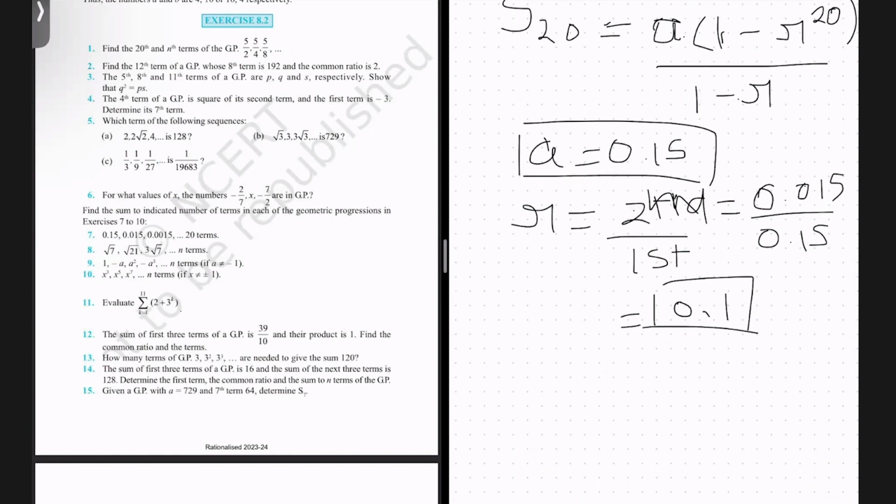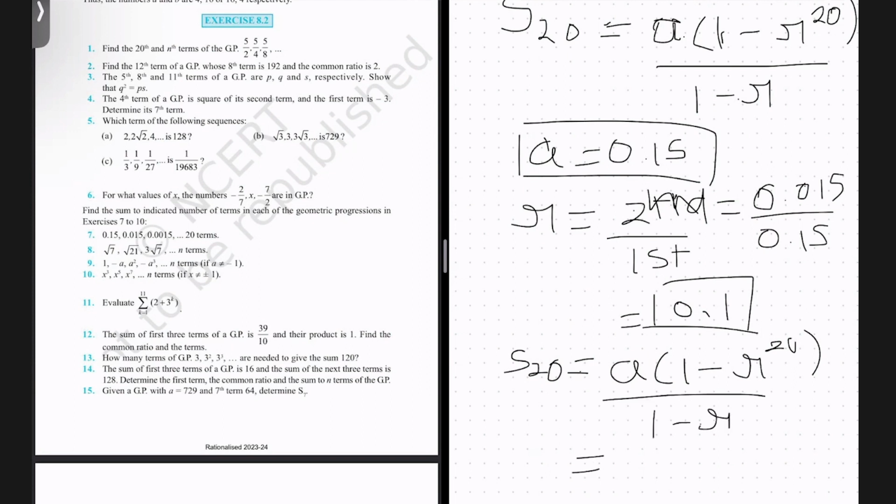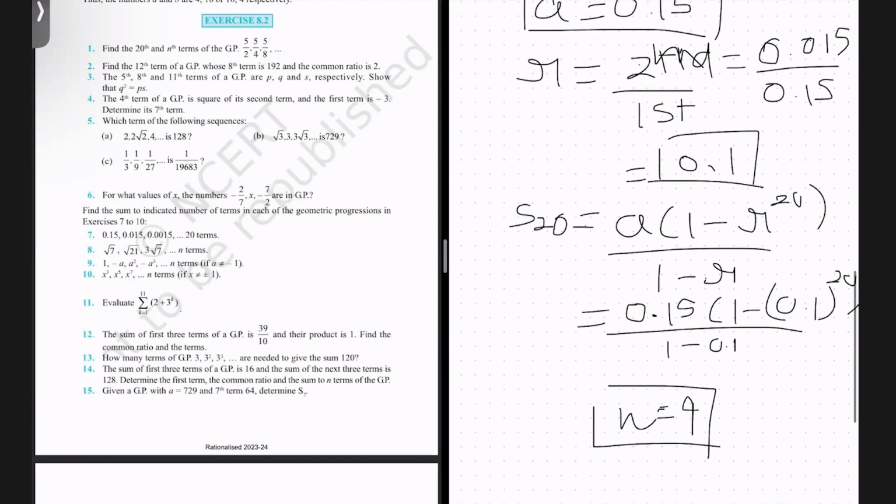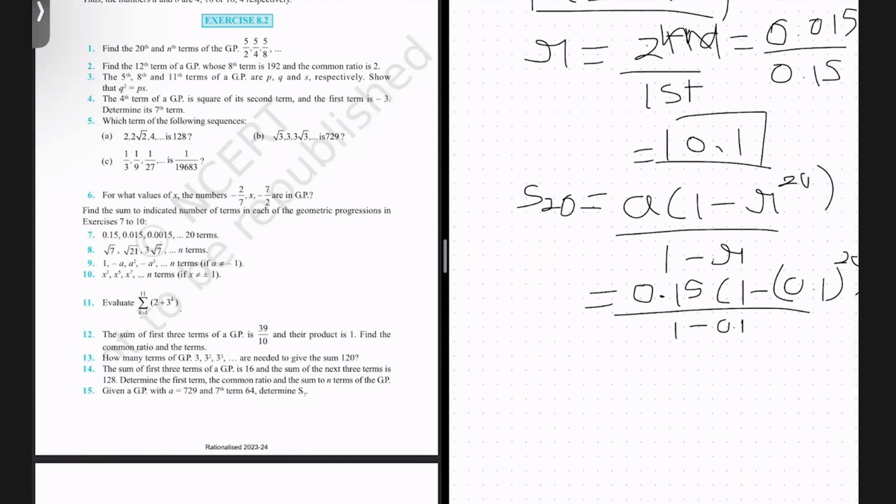So S of 20 is going to be, as we had previously seen, nothing but a times 1 minus r raised to the power 20 upon 1 minus r. A has been given to us as 0.15. We have r as 0.1, raised to the power 20, divided by 1 minus 0.1. Simplifying this, we get 0.15 upon 0.9, times 1 minus 0.1 raised to the power 20.